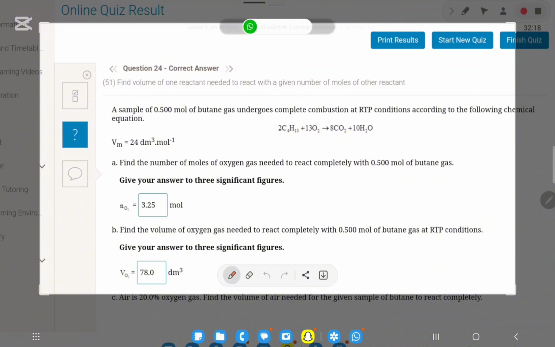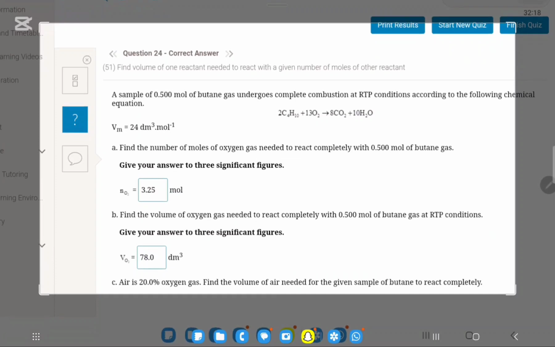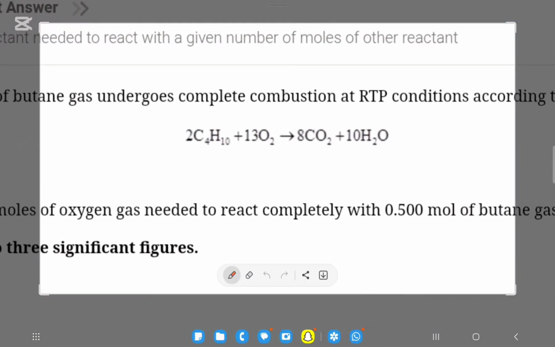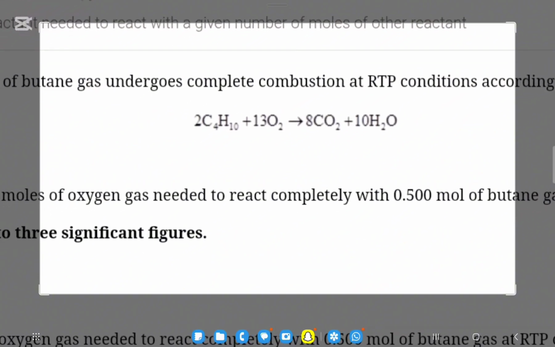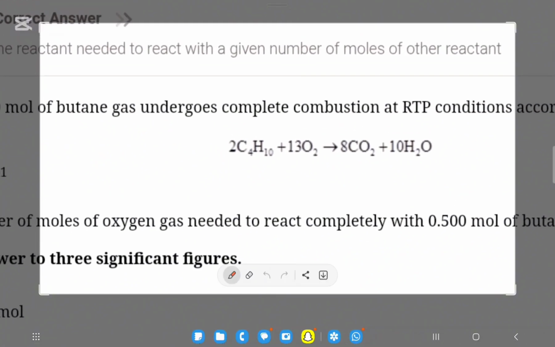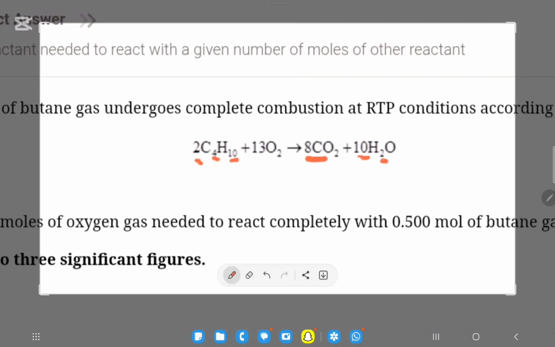A sample of 0.5 moles of butane gas undergoes complete combustion at RTP conditions according to the following chemical equation. 2C4H10 plus 13 O2 produces 8 CO2 plus 10 H2O. We again check if the equation is balanced. C4 for 2 for 8, yeah, 8C. H10 coefficient 2, 20, yeah, 10 times 2, 20. 13 O2, 26, 16 plus 10, 26. The equation is balanced.